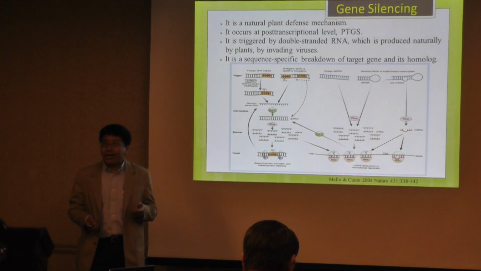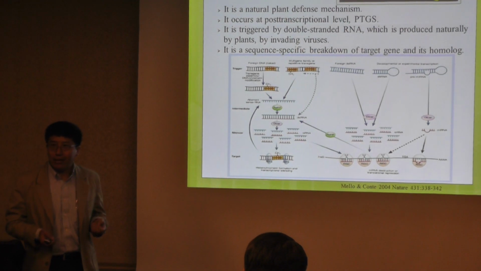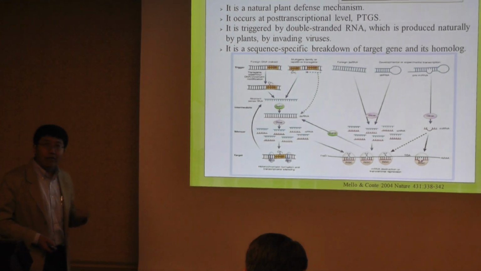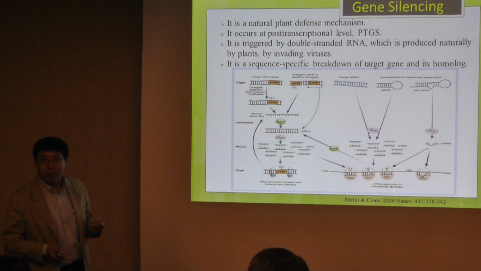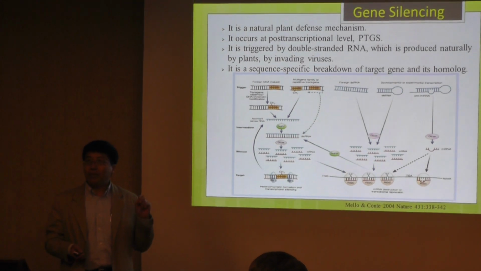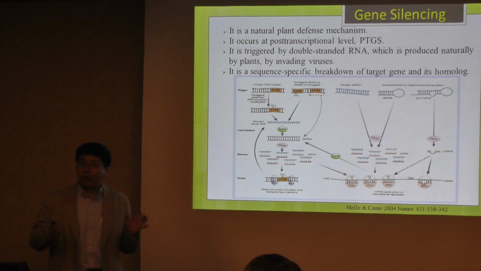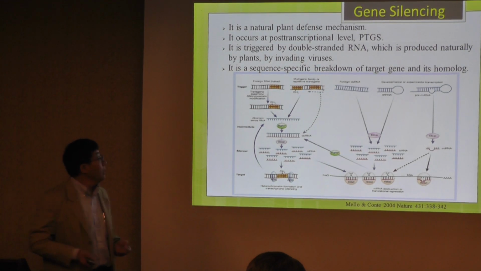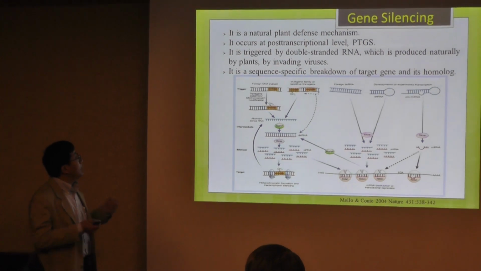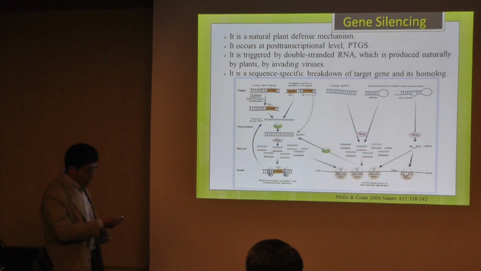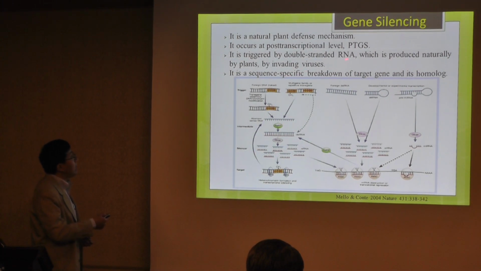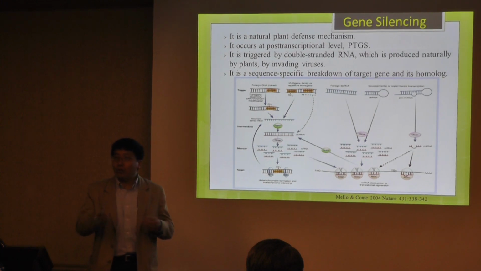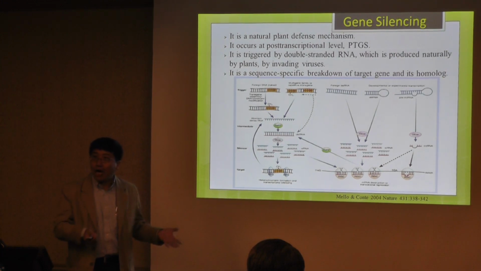And double-stranded RNA naturally occurs in plants during certain conditions, such as when a virus infects, or when there are some pathogens, or some of the plant messenger RNAs during the processing stage fold back and form double-stranded RNAs. And once triggered by this process, they can induce a sequence-specific breaking down of the target gene. When the target gene is broken down, they won't be able to make proteins, so they are not expressed.